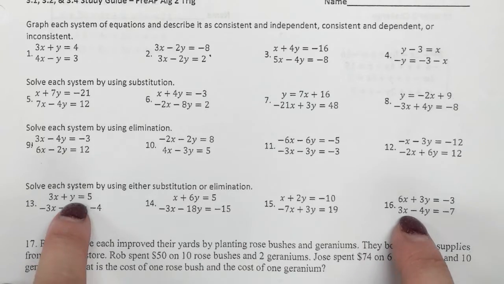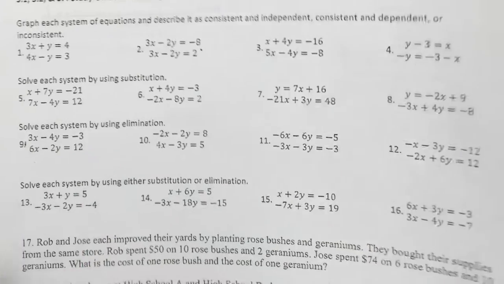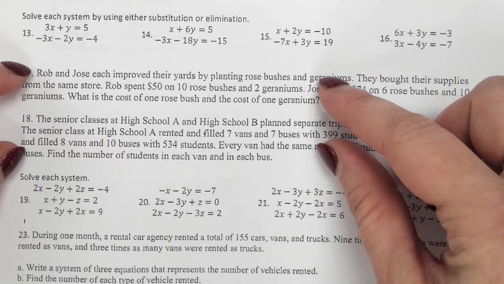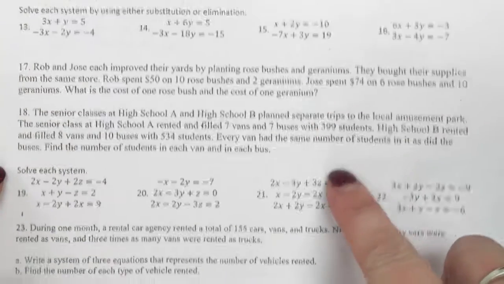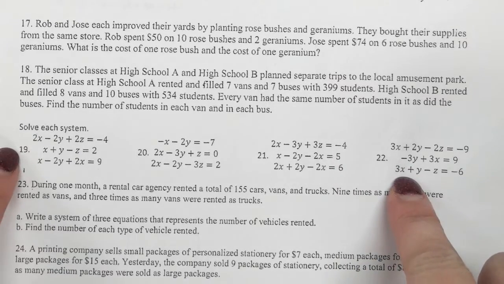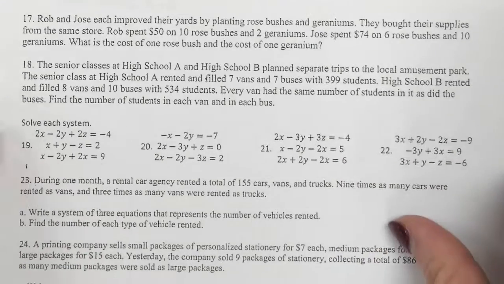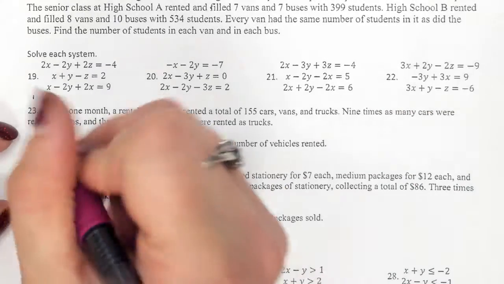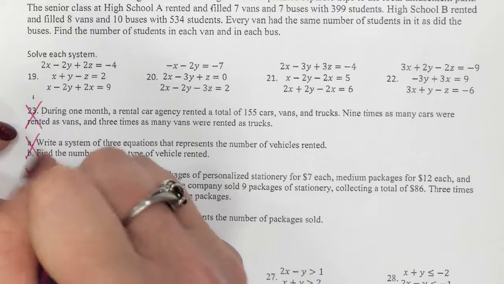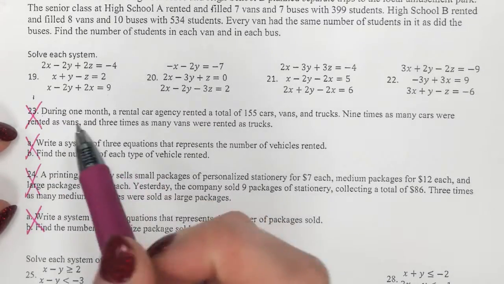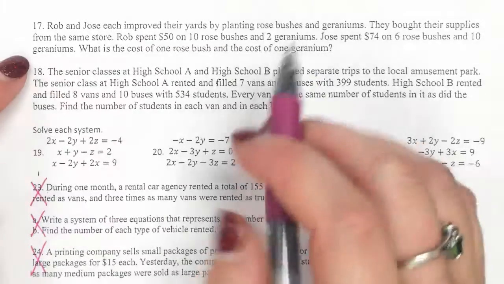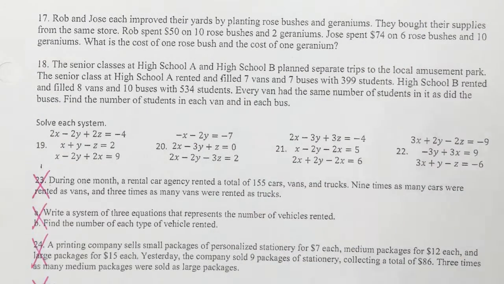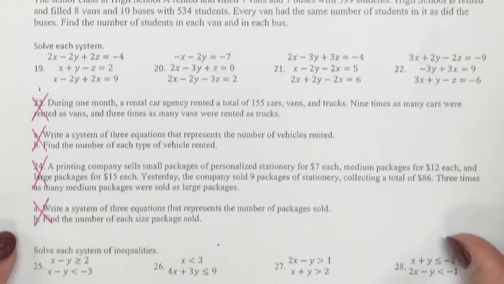13 through 16, either substitution or elimination, whichever one you want. 17 and 18, those are those word problems where you have to make them your own first. 19 through 22, those are the three variables, right? 17 and 18 is the one where you make your own equations. Yes, ma'am. Actually, and then 23 and 24 are marking out.